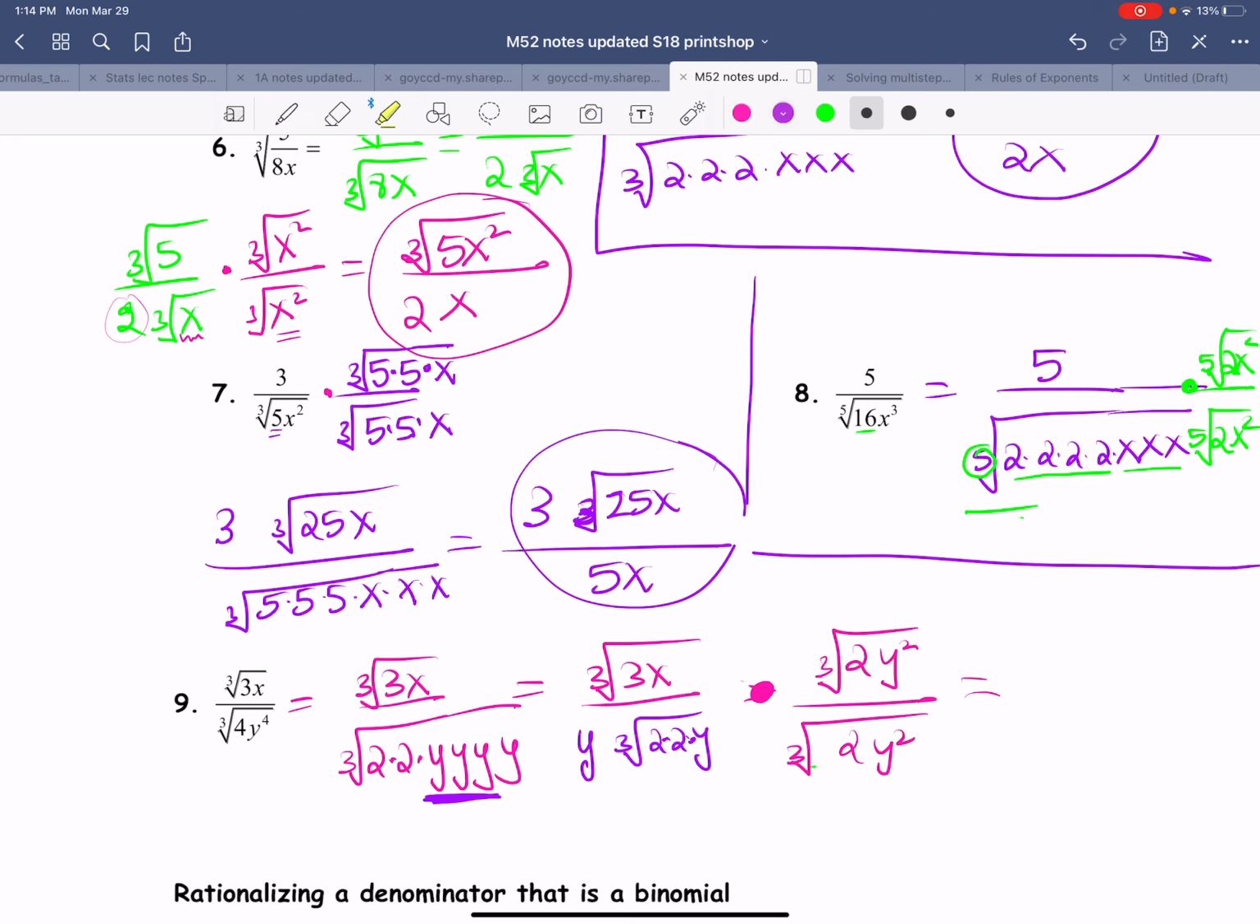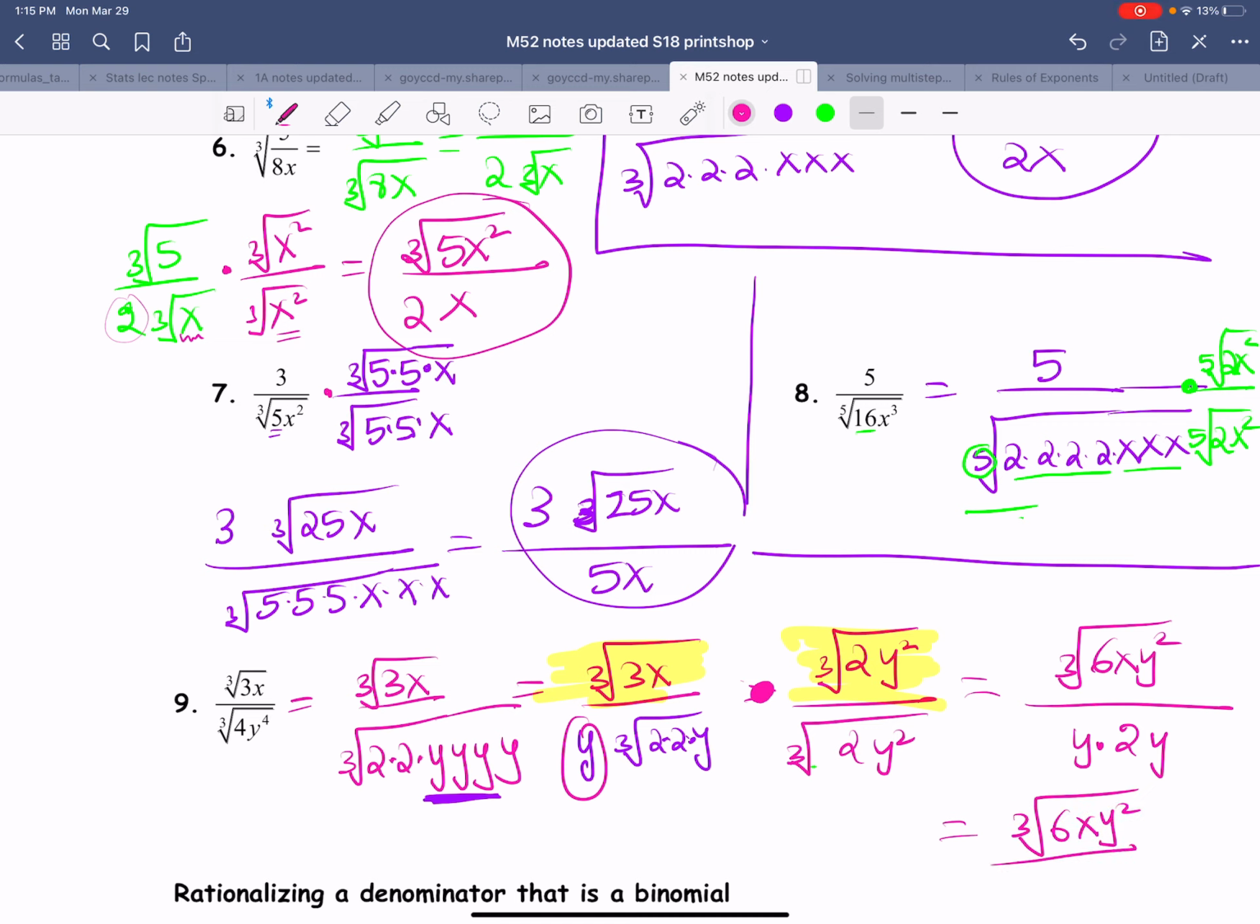So both radicals have the same index, 3 and 3. We can multiply them and make it one cube root, which turns out to be 6xy squared. And for the denominator, there's already a y sitting out in the front, and I can pull a 2 and a y from inside. So the cube root of 6xy squared over 2y squared.